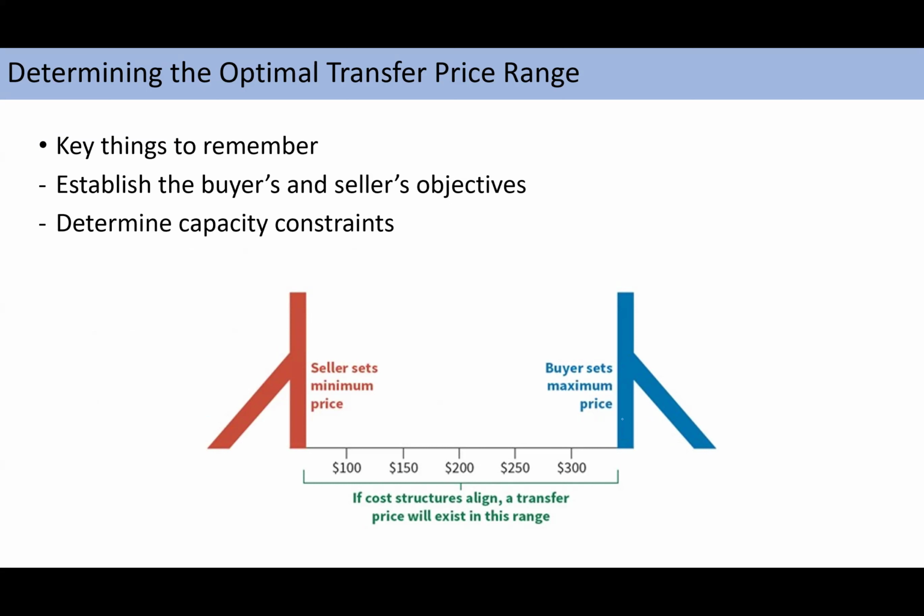So before we discuss what the general rule is, we have some things to remember. First, let's establish the objectives of the buyer and the seller. So the seller on the left-hand side wants to sell at a high price because that will increase their profit. So they will set a minimum price that they're willing to accept and would be happy if this transfer price is set above this minimum price.